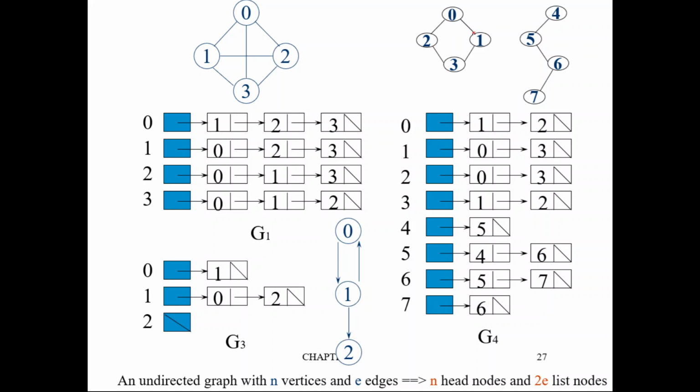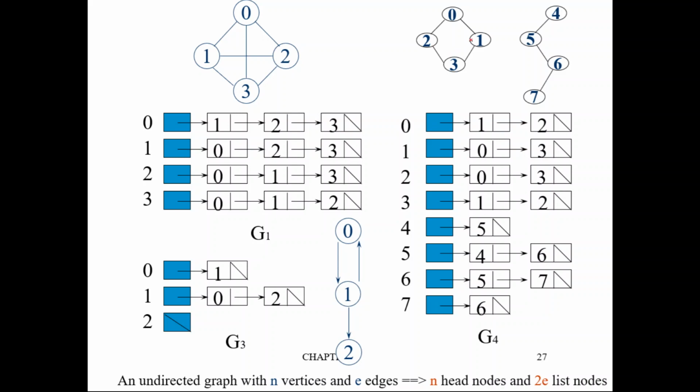Similarly, this is the adjacency list representation of this particular graph. If you see 0, there is a path from 0 to 1 and 0 to 2. So 0 to 1 and 0 to 2 is represented as 1 to 2. From 1, there is a path from 1 to 0 and 1 to 3. So 1 to 0 and 1 to 3 is represented as 0 to 3. From 2, there is a path from 2 to 0 and 2 to 3. So 2 to 0 and 2 to 3 is represented as 0 to 3.